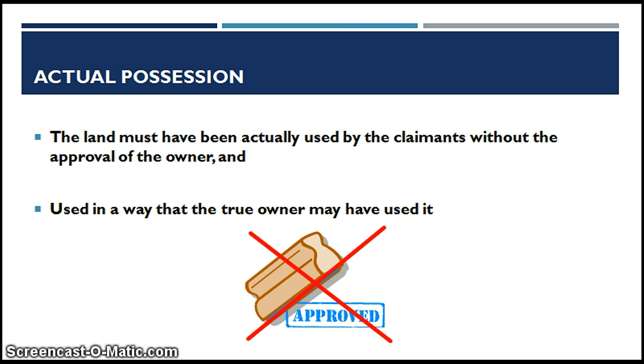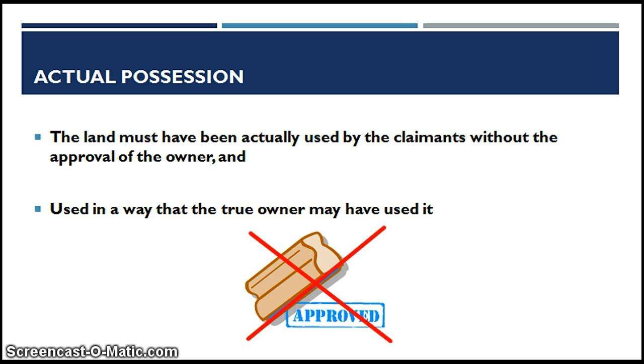So, are we using that property in the way that the owner or the true owner may use it? Most likely. The property is no good for having cattle on it, and it's no good for raising crops on it, and basically it's really only good for cutting wood on, and that's what we're doing.